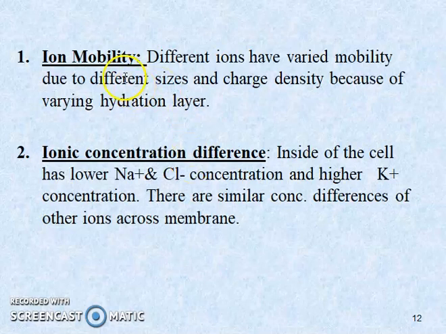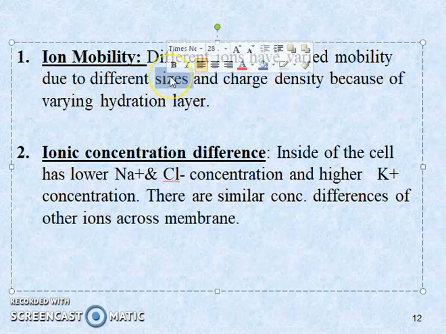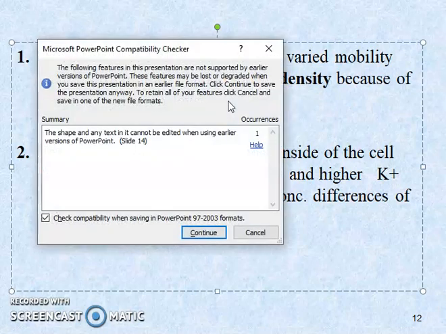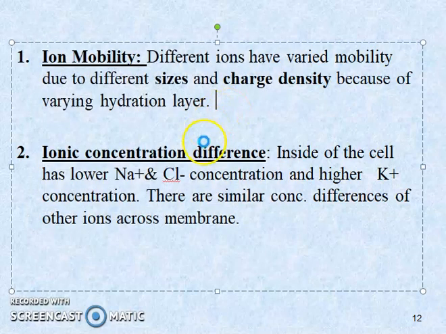Ion mobility means that different ions have varied mobility due to different sizes and charge. So one thing is size, the other is charge, and what we call charge density. Size means how big they are, how small they are. Of course, larger ions generally should have lesser mobility, smaller should have more. But there is a difference inside the cell.